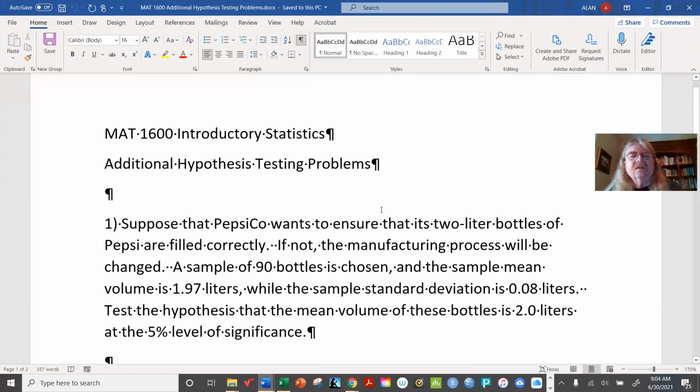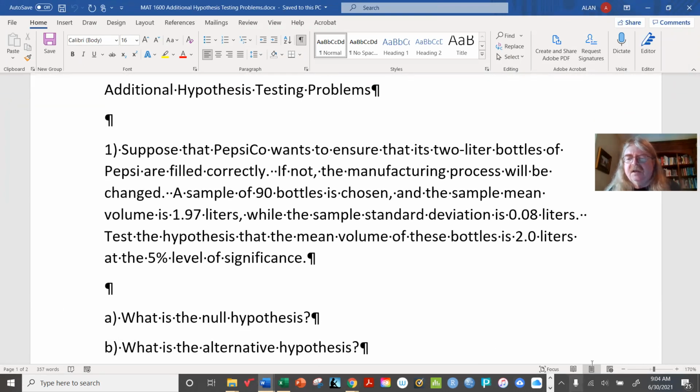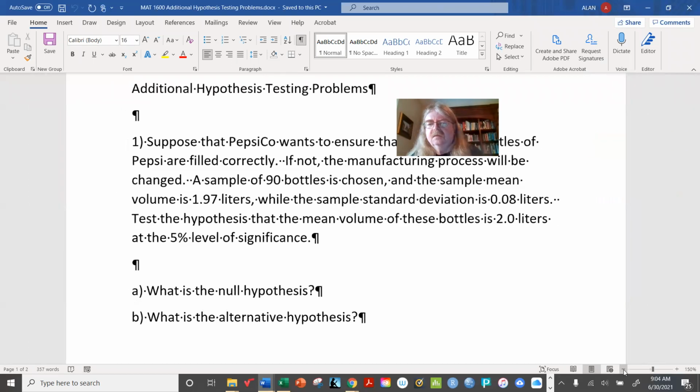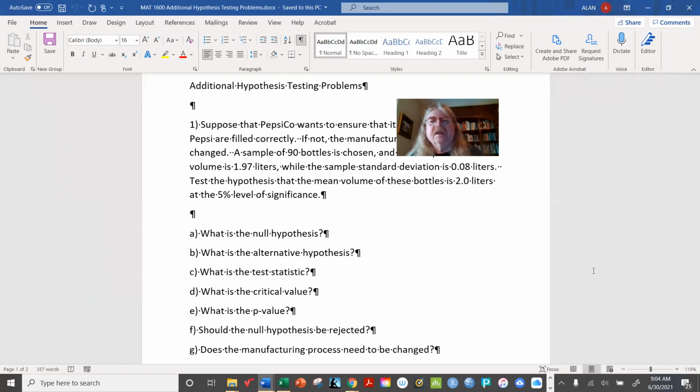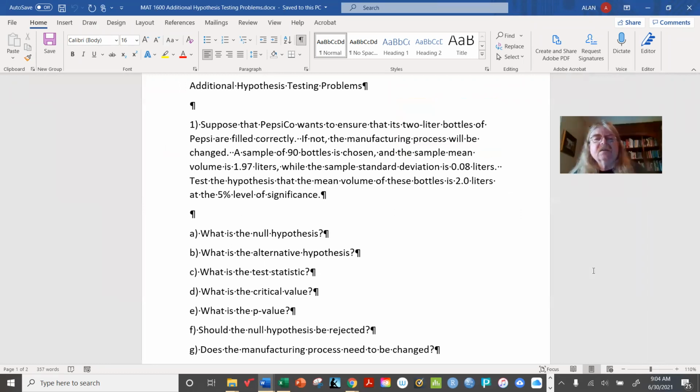So here's number 1. PepsiCo wants to ensure, let me shrink that up just a little bit, that its 2-liter bottles of Pepsi are filled correctly. If not, the manufacturing process will be changed. This is pretty important because if the bottles are underfilled, they could get into trouble with the FDA because they're claiming to have a certain amount of soda when they don't. But if they're overfilled, they can explode on the shelves. So they've got to make sure that they are indeed filled with 2 liters of soda.